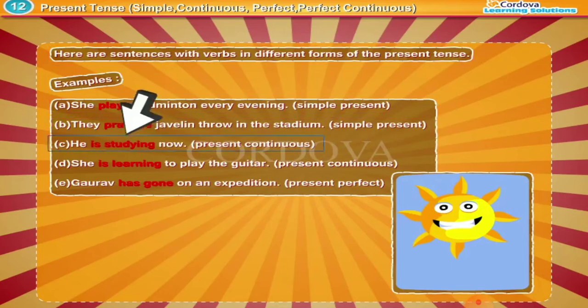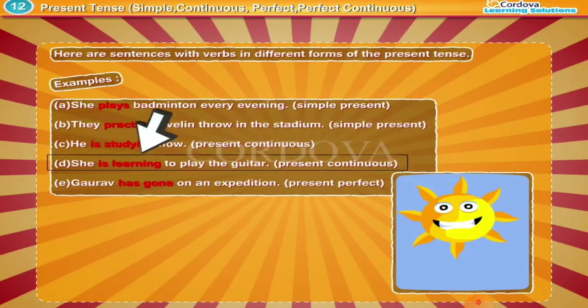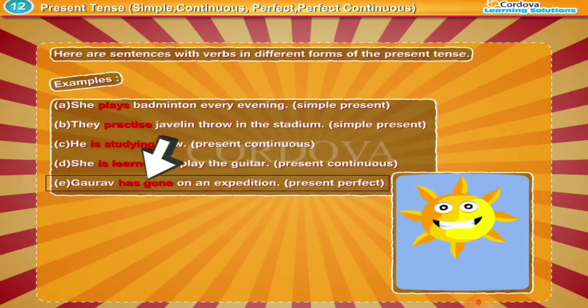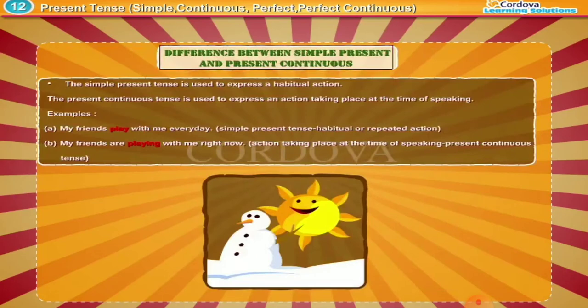He is studying now, present continuous. She is learning to play the guitar, present continuous. Gaurav has gone on an expedition, present perfect. Difference between simple present and present continuous.